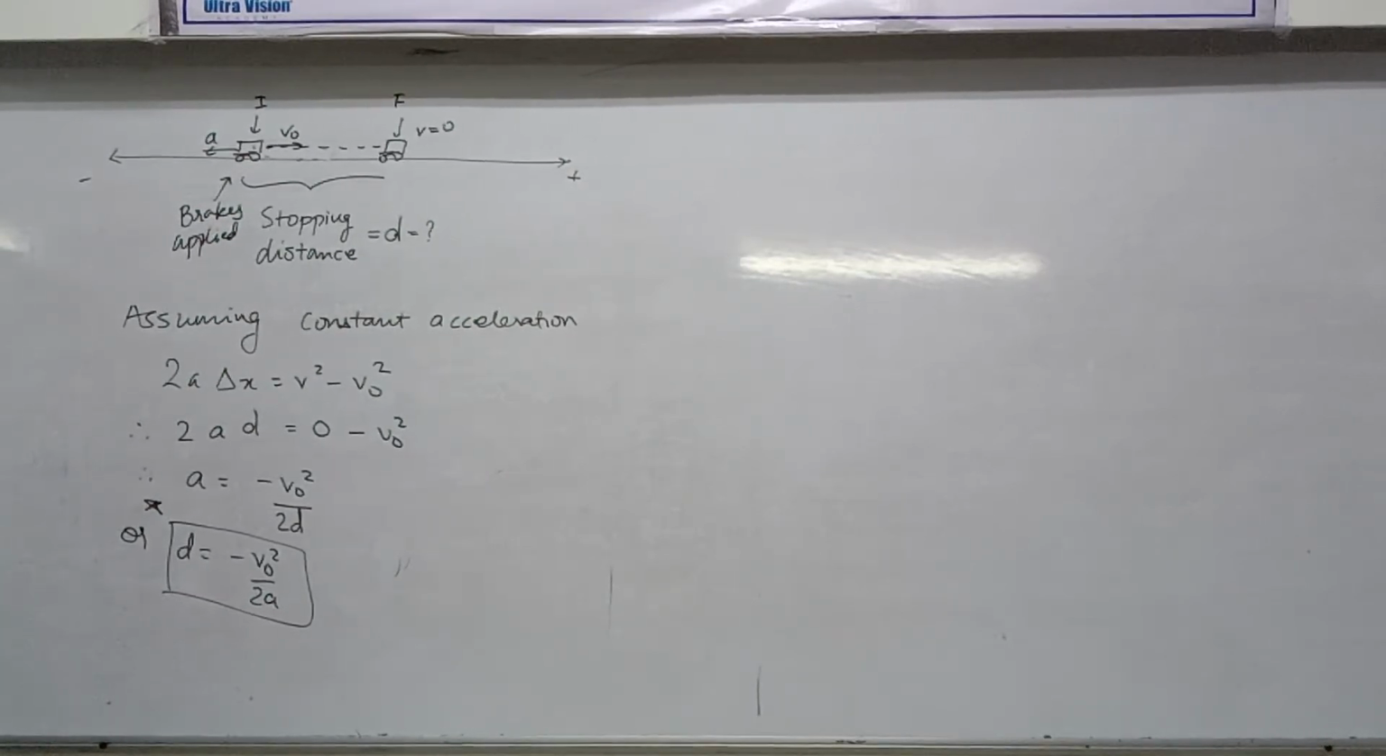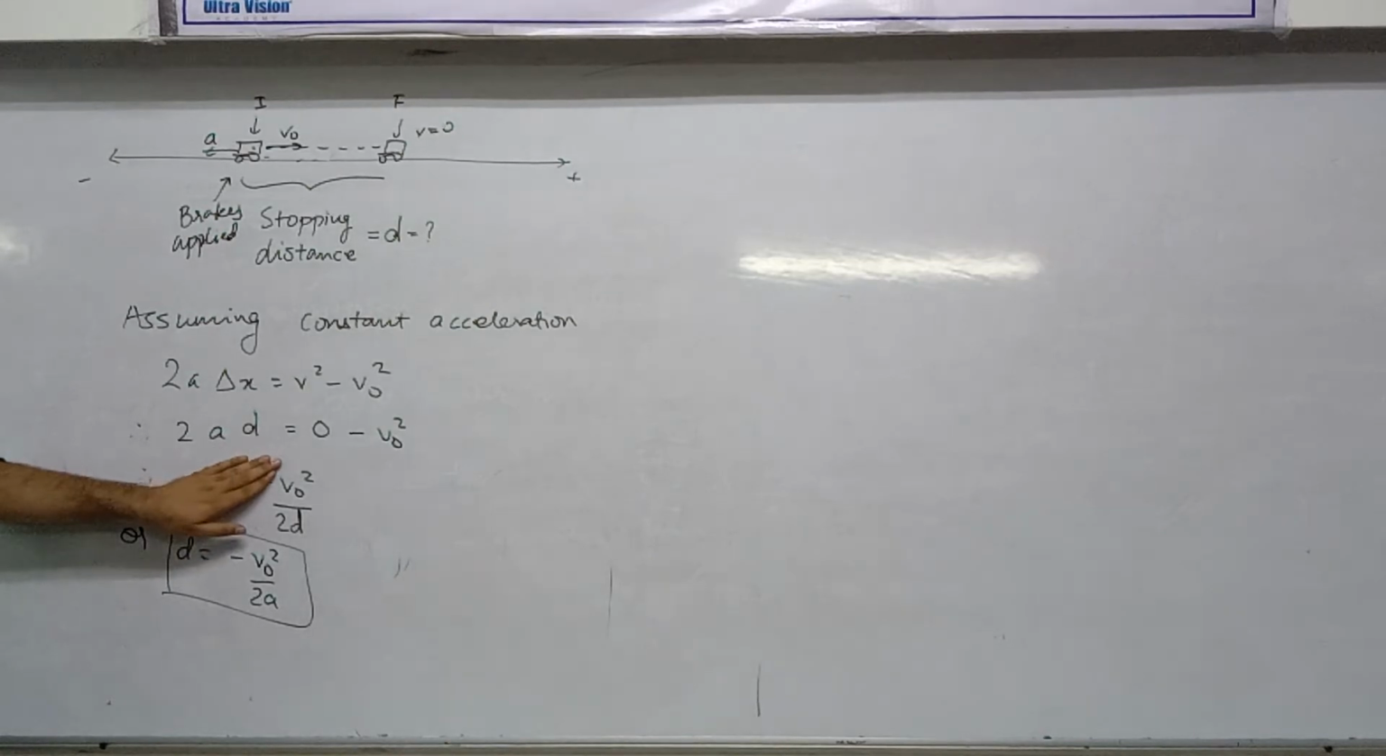A is equal to minus v0 square. Then a is equal to positive v0 square. V0 square is positive. Then minus, no, minus v0 square. So acceleration is negative.